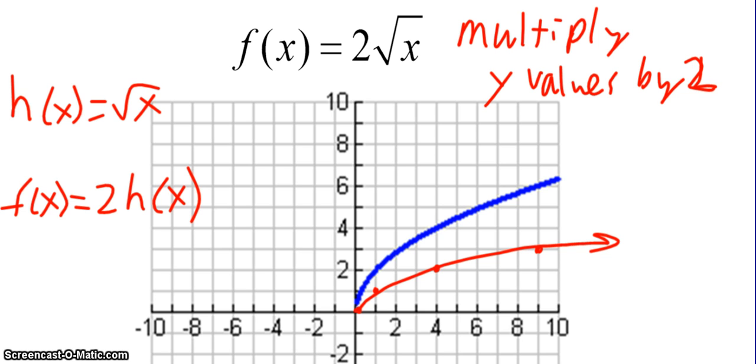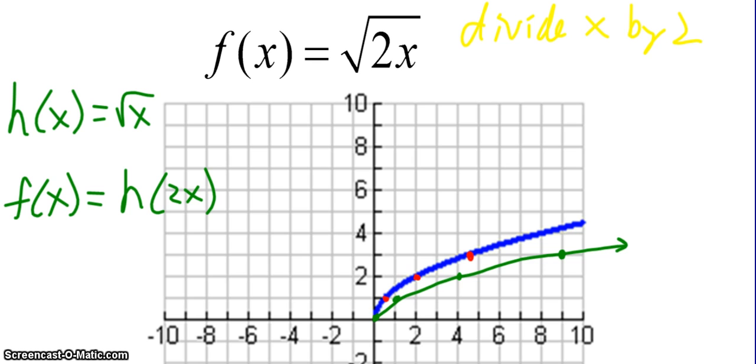Okay, this one's a little bit easier to see. So here we're actually multiplying all of the y values by 2. So this is a vertical stretch. And I can see that here when the y value is 1, now it's 2. When the y value is 2, now it's 4. When the y value is 3, now it's 6. So my relationship is h of x equals the square root of x, f of x equals 2 times h of x. So again, this is a vertical stretch now.